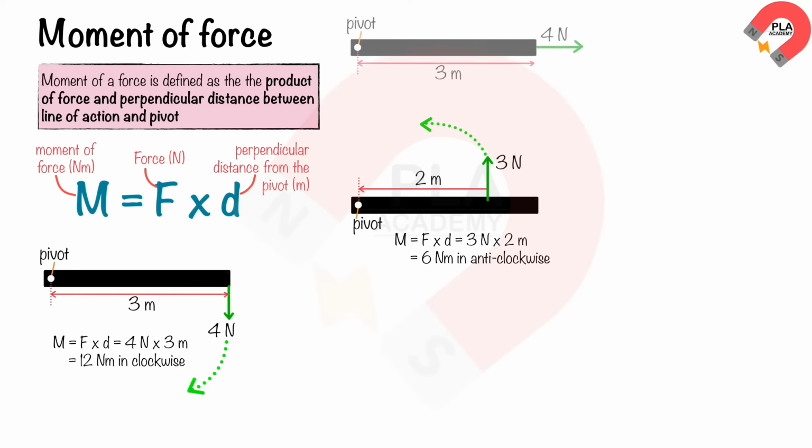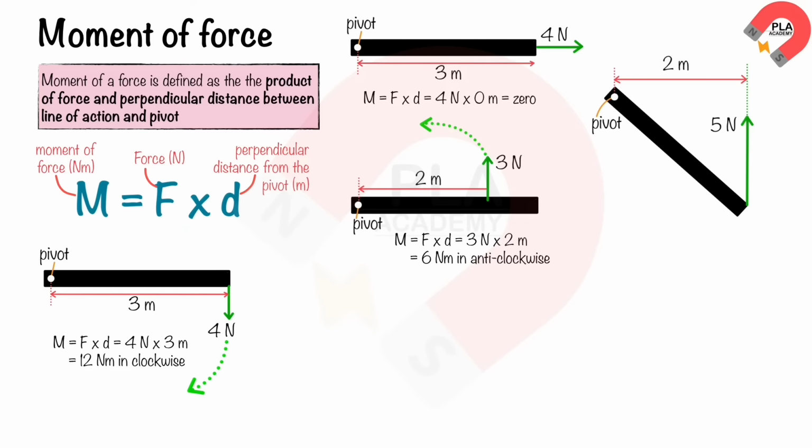Third example, a 4 newtons force acts at the end of the beam along the pivot, as shown. The moment is 0 because the force acts along the pivot, causing the perpendicular distance from the pivot to be 0. Fourth example, a 5 newtons force acts at the end of the beam, and there is 2 meters perpendicular distance between the line of action and the pivot. This causes the anticlockwise moment to be 5 times 2 is equal to 10 newton meters about the pivot.